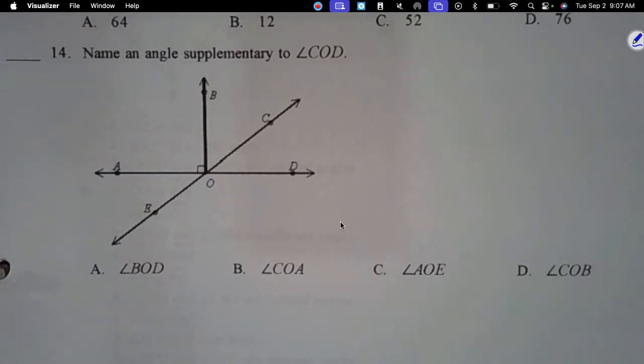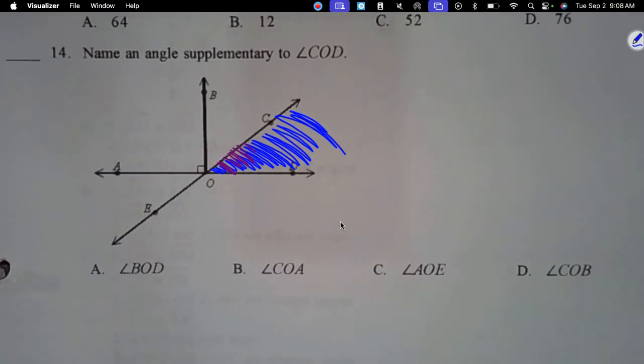So if I'm looking at COD, if you want to shade it in. Okay, everybody good with angle COD right there? Where is another angle that would make a straight line with it? So let's look at BOD. BOD would be this thing. Does this make a straight line? No. So the purple doesn't even make sense.